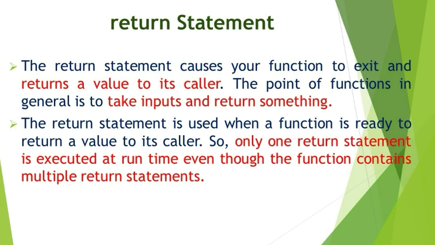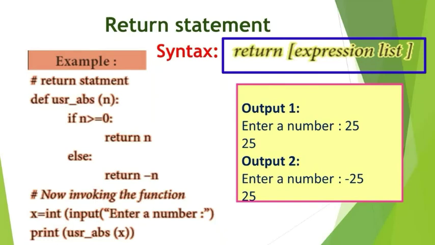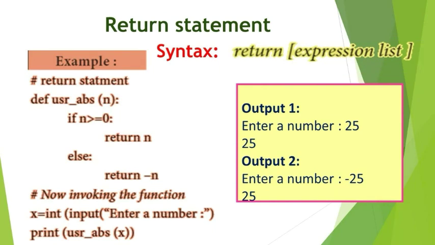And this is the syntax of return and expression list. In this expression list, you can give the expression. The expression gets evaluated and the value is returned. If no expression is present in the return statement, then the function will return the None object, which means it displays None on the output screen.